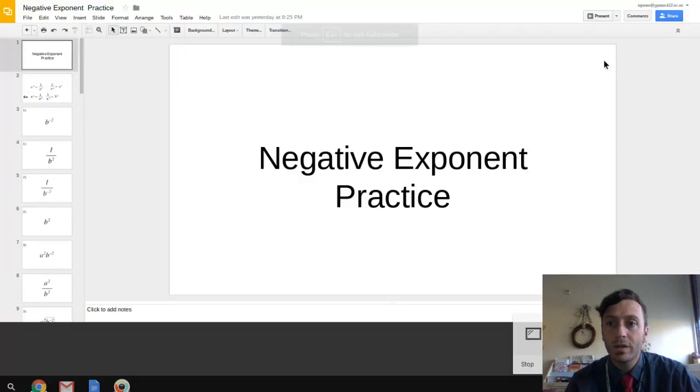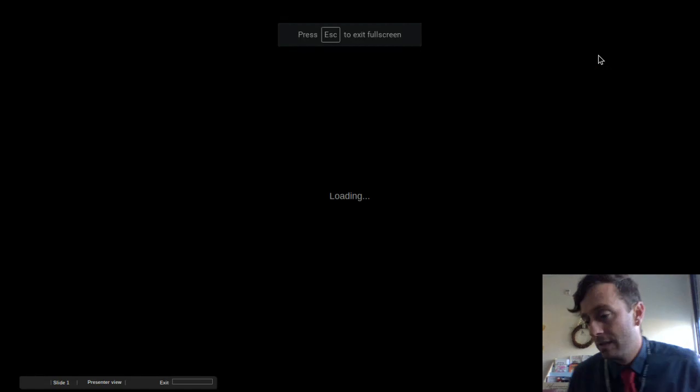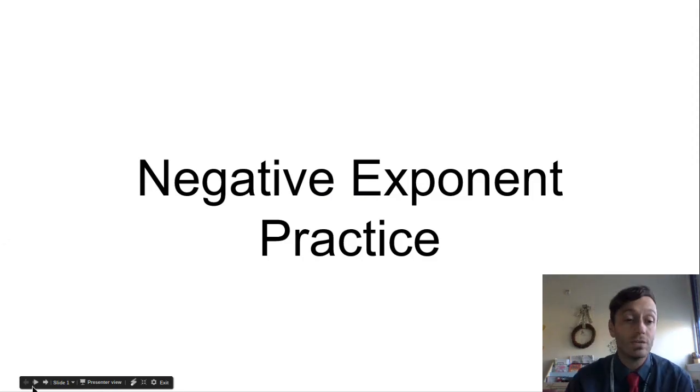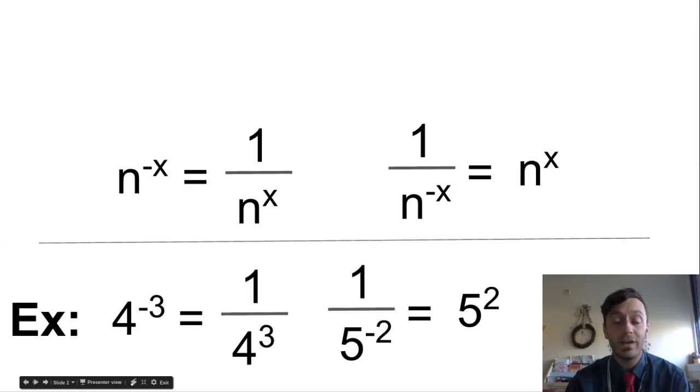All right, negative exponent practice. Here we go. Just a reminder, as your negative exponent rules: n to the negative x, just make it into the reciprocal, 1 over n to the x. And to go backwards, 1 over n to the negative x equals n to the x. We're going to mix that in with a bunch of stuff.